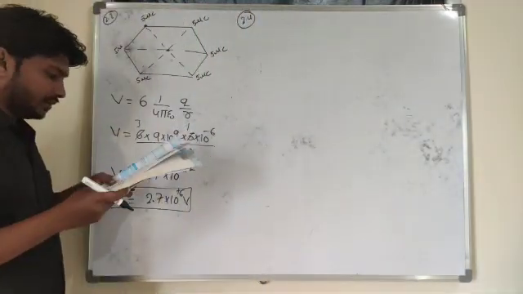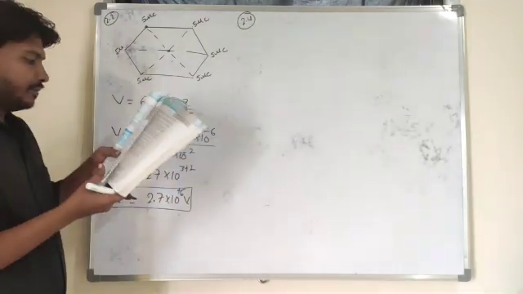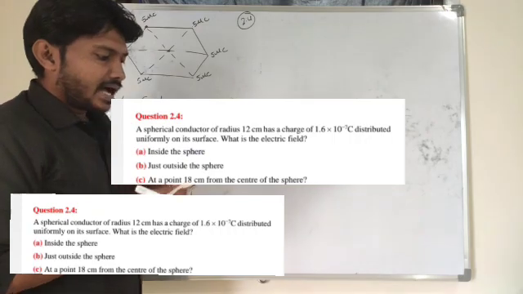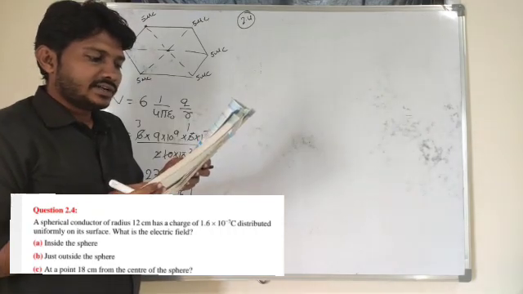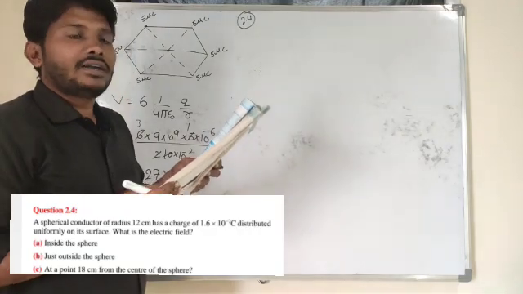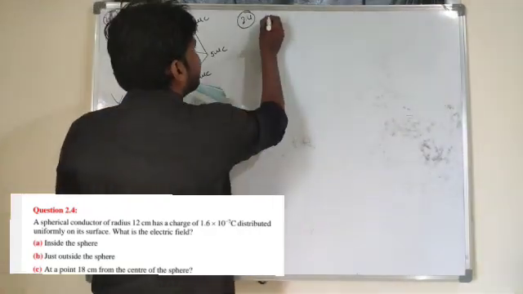2.3 is a theoretical question. Look at question 2.4 here. A spherical conductor of radius 12 centimeter has a charge of 1.6 into 10 to the power of minus 7 coulomb distributed uniformly on its surface. So look here, one sphere is there.